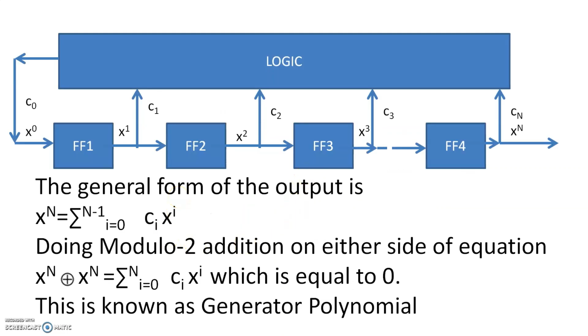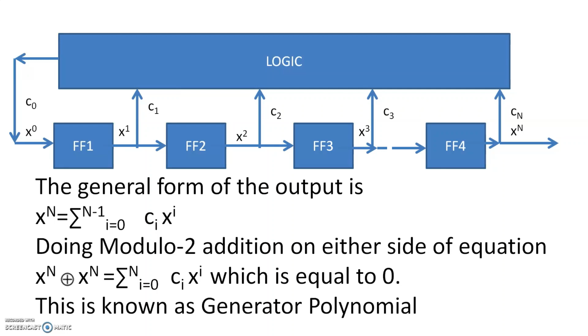Now one more topic is there, called generator polynomial. Here I have drawn a general case of flip-flops. You can see flip-flops are there, and a feedback path. The output of the flip-flops is given to the logic block, and the output of the logic block is shifted to flip-flop 1. You take the output from the nth flip-flop.